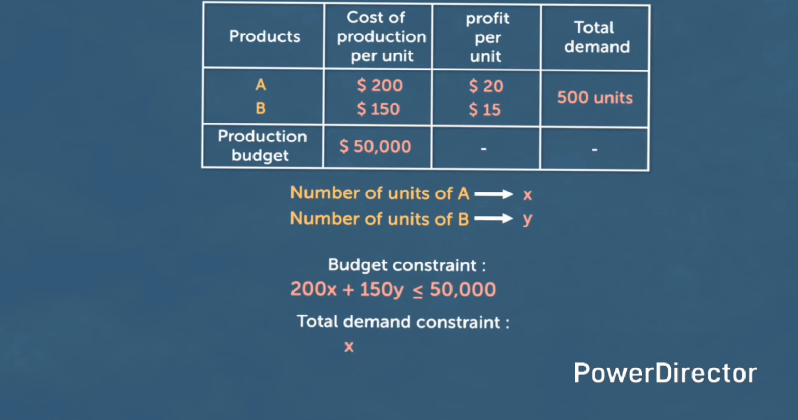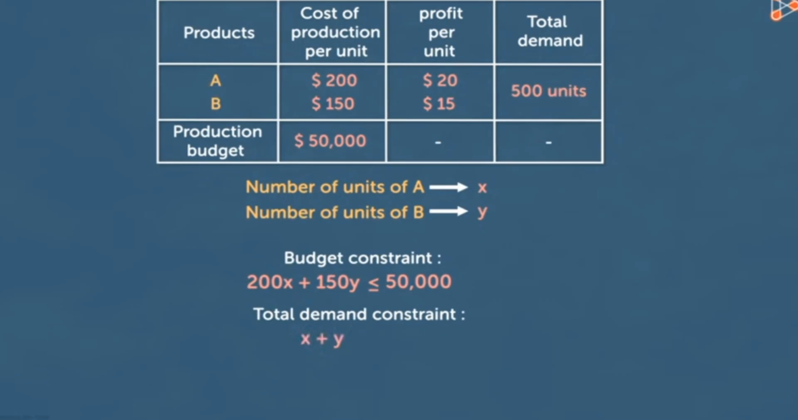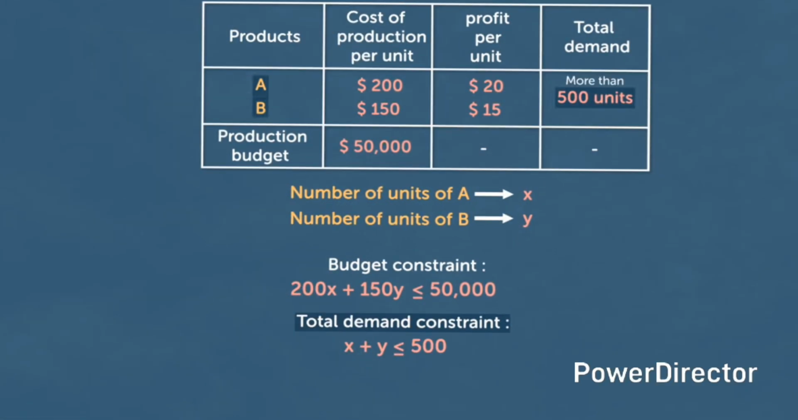Now, let's express the total demand of the two products in a similar manner. Give it a try. The combined monthly demand of the two products will not exceed 500 units. Therefore, we use the less than or equal to sign to write this expression. And which constraint does this expression represent? Yes, it represents the demand constraint of the given problem.